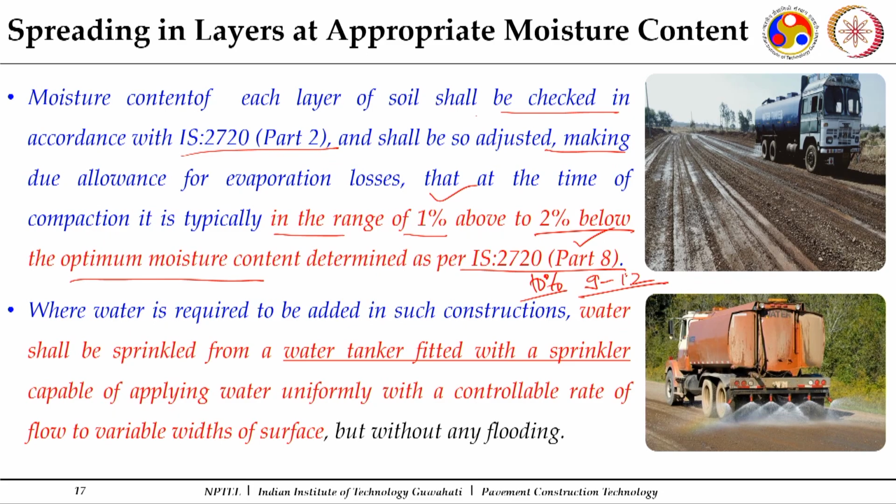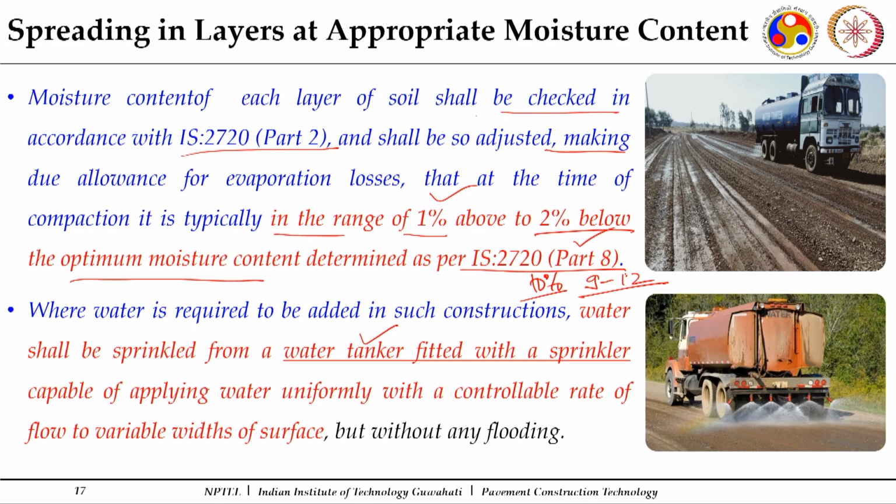We will ensure that if we find the water content is less, then we will need to sprinkle water over it, which is done through a water tanker fitted with sprinklers. So, they have to have a uniform distribution over the entire width, and then we can do some remixing of this water with the soil if required.